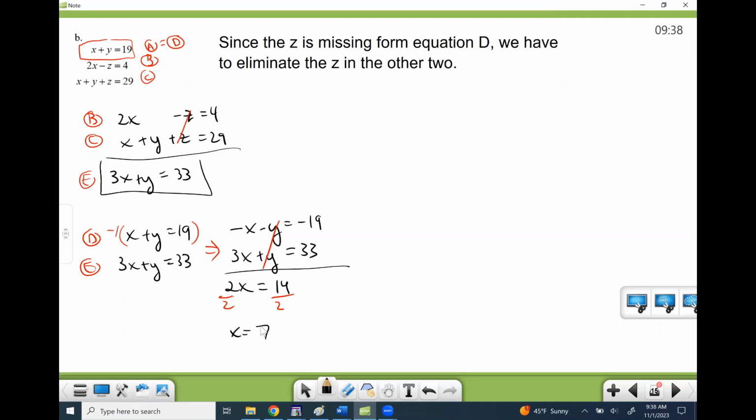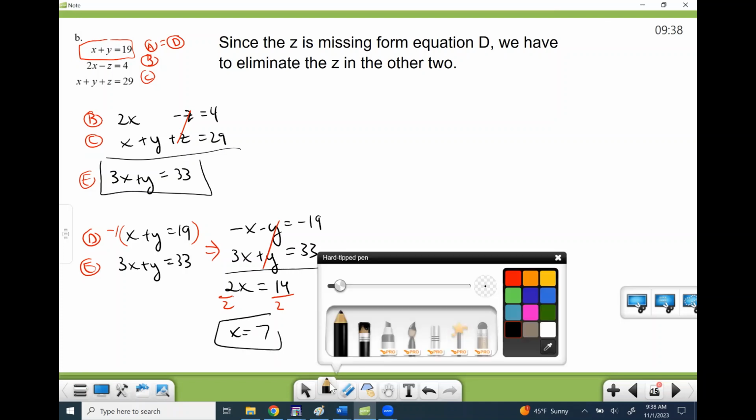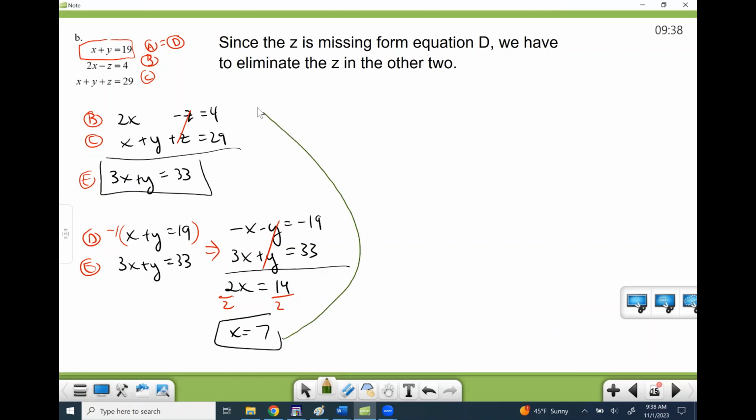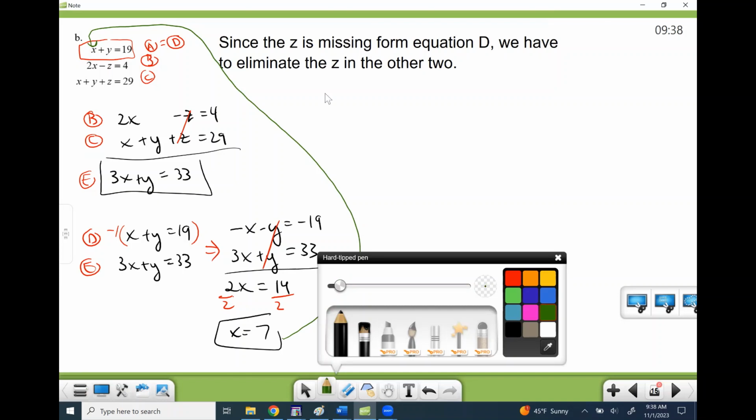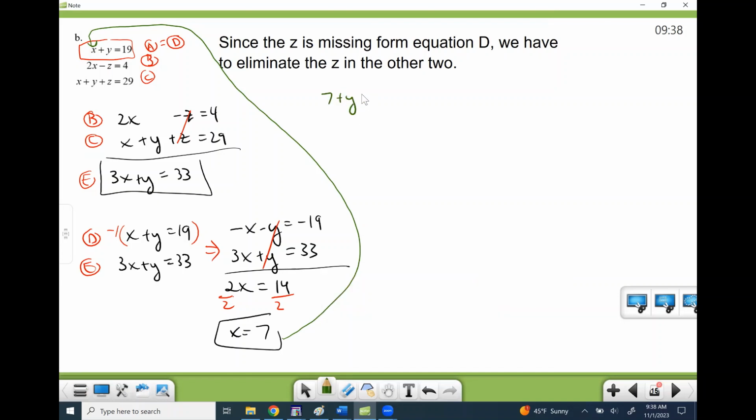Great. So now we can take that back to D or E. I'm leaning towards D because that'd be really easy to get the y. Actually, both would be fine. They're not too bad. So if we substitute it in there, we get 7 plus y equals 19. So if we take away 7, we get y equals 12.